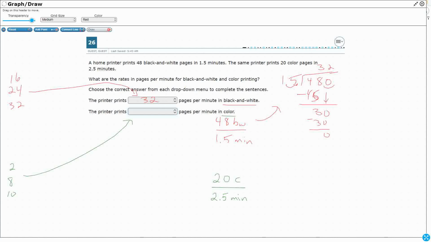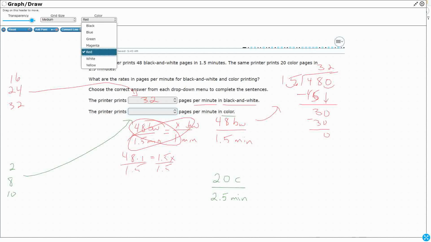Another option would be to make this a proportion. Watch this. I can make this 48 black and white over 1.5 minutes equals how many black and white per minute. So that would be 1 MIN, and that's going to be my X, my unknown black and white. But look what you get here. If you cross multiply, you get 48 times 1, which is just 48 equals 1.5x. Look what you have to do. You end up having to divide both sides by 1.5. So it ends up the same.